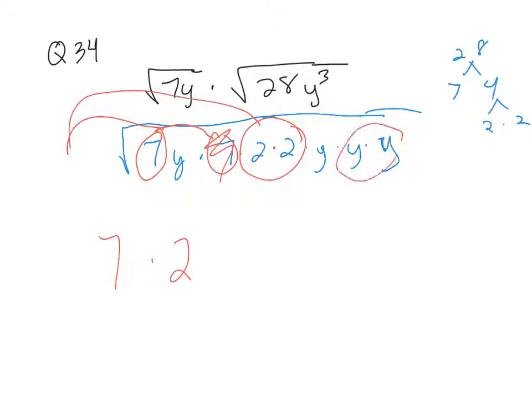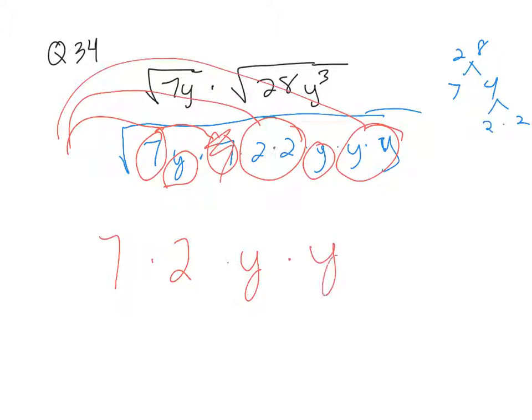We have 2 y's, so you can take one of those out. As well as, here's another pair of y's, so you can take out a y, and you'll actually have nothing left in there. So we're going to have 7 times 2 is 14, y times y is y squared. So this simplifies to 14y squared.